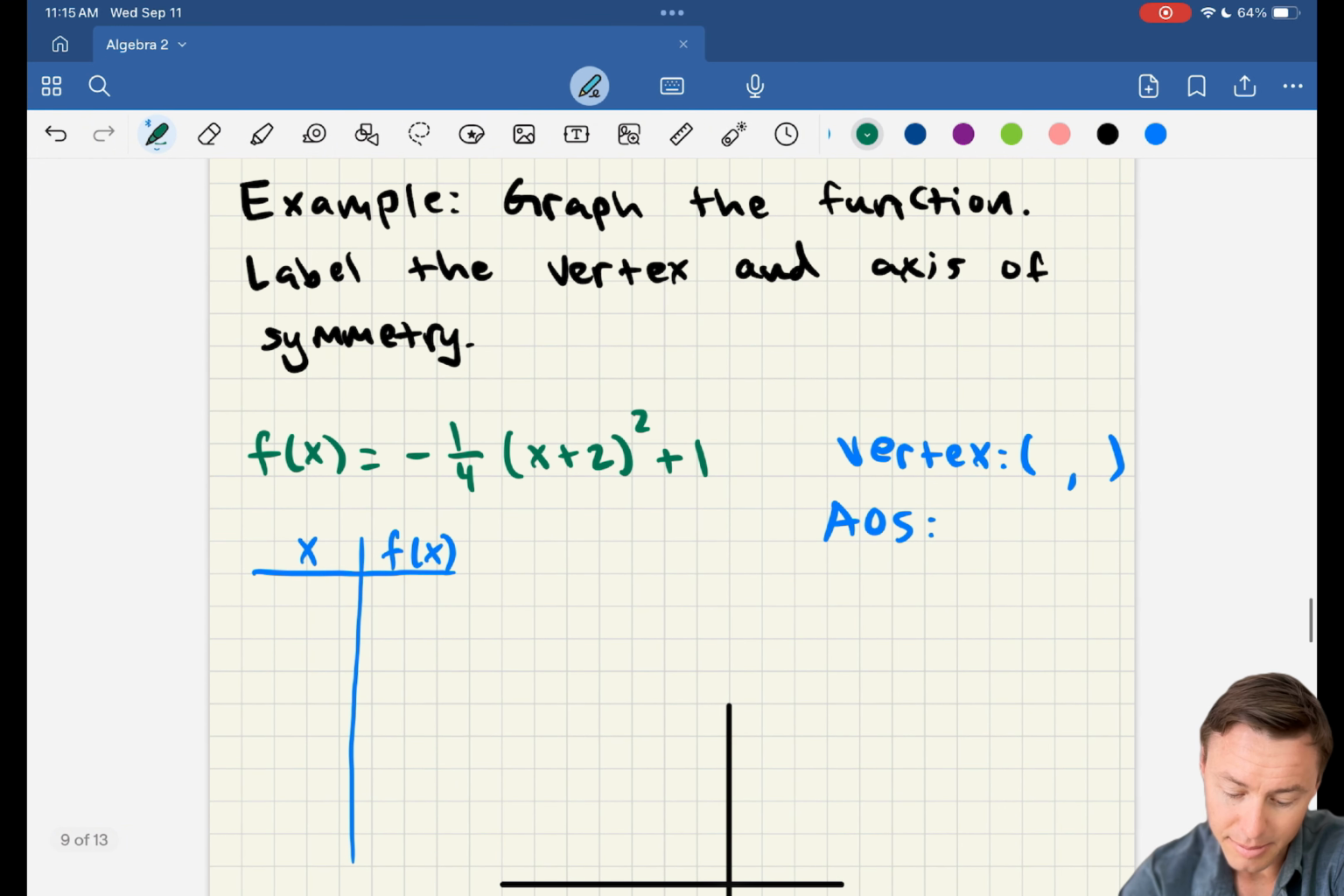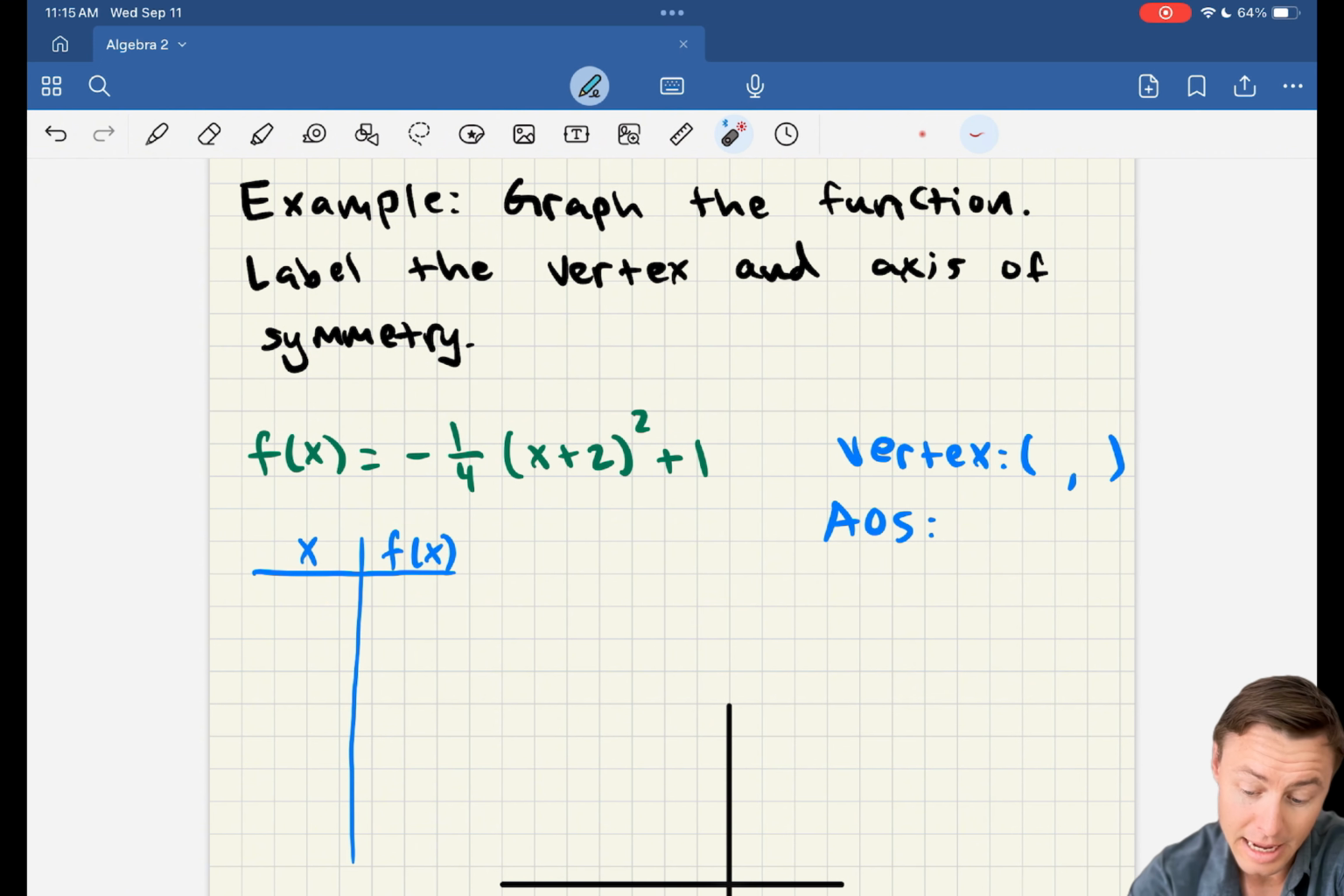Let's look at our first example. This example wants us to graph the function and to label the vertex and the axis of symmetry. All right, so we've got our function f of x equals negative 1/4 times x plus 2 quantity squared plus 1. Great, so this is written in vertex form.